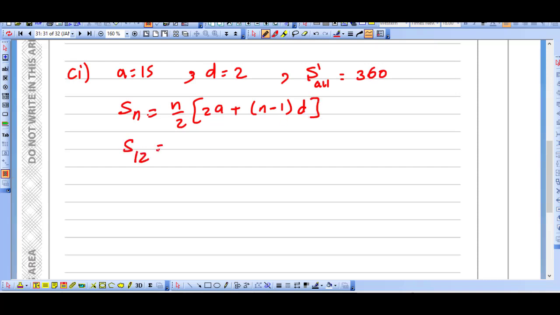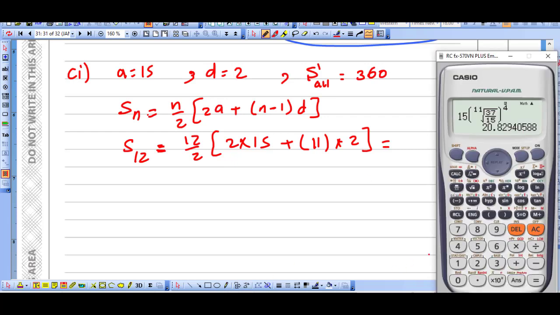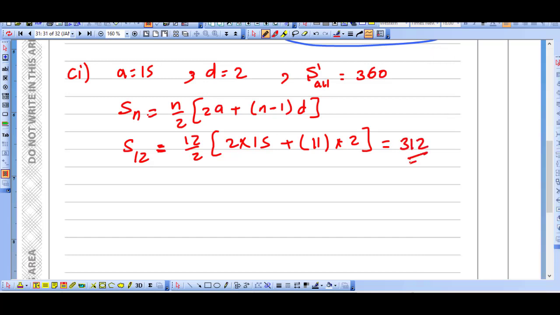So S12, which is the total distance, is equal to 12 divided by 2 multiplied by 15 plus 12 minus 1, which is 11, multiplied by 2. So this value is equal to 6, open the bracket, 2 multiplied by 15 plus 11 multiplied by 2, 312. So this is the maximum in the Sundays, and this is the total.